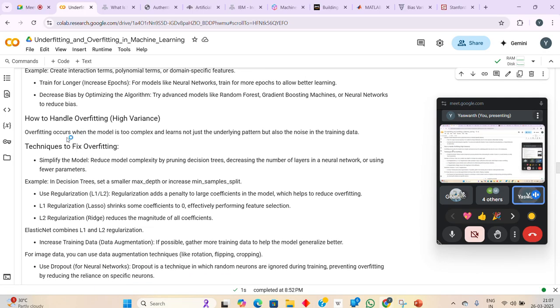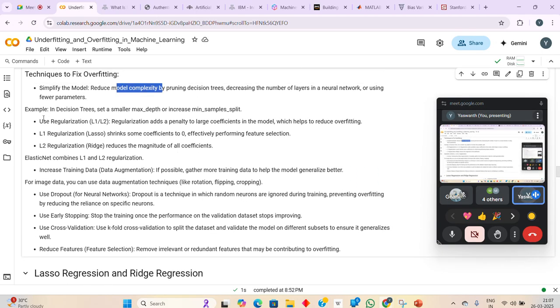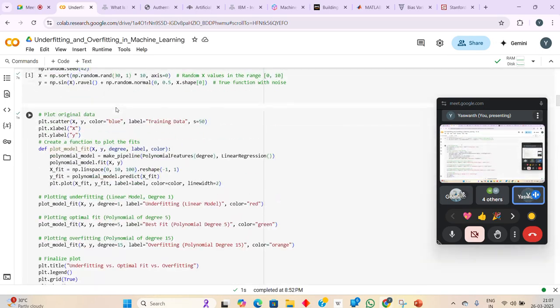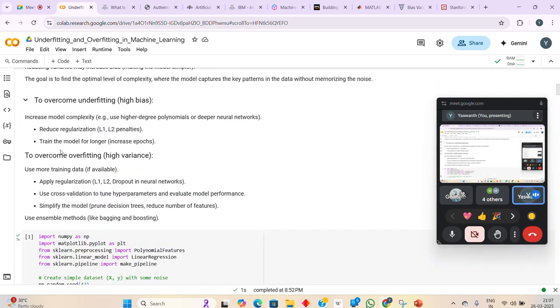Okay. And how to handle overfitting? Simplify the model, reduce the model complexity by pruning and decreasing the number of layers. Actually, in neural networks, that will come later on, but here the best thing is to use regularization. I already showed you the first concept. These points are actually important. To overcome underfitting, we have to reduce the regularization. To overcome overfitting, we have to apply the regularization. These 2 points you always have to remember.